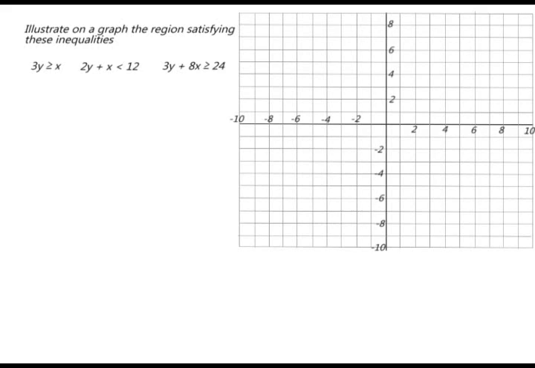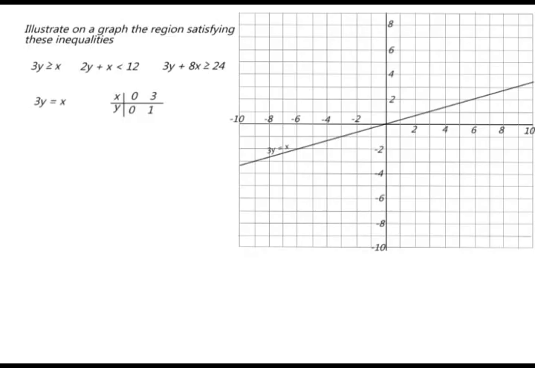Clue number 1, the line will be continuous. As an equation, 3y is equal to x. We choose 2 values of x and calculate the corresponding values of y. 0 and 3. When x is 0, y will be 0 as well. When x is 3, y will be 1. And that is the line.